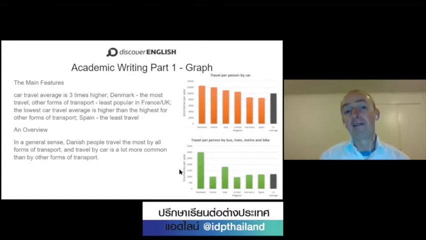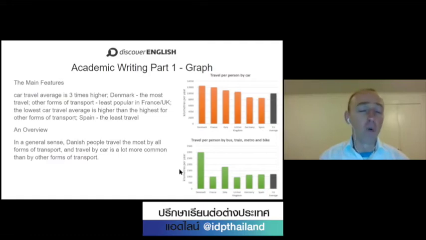And then the last main feature there is that Spain has the least. People in Spain travel the least per person by car, by bus, by train, by anything. The people in Spain travel the least. Now, what I've done here is I've listed what I see as the obvious, clear main features. When a person is doing this part one writing for an IELTS exam, you probably would not cover all of those. You'd probably cover 2 or 3 of those and explain them.